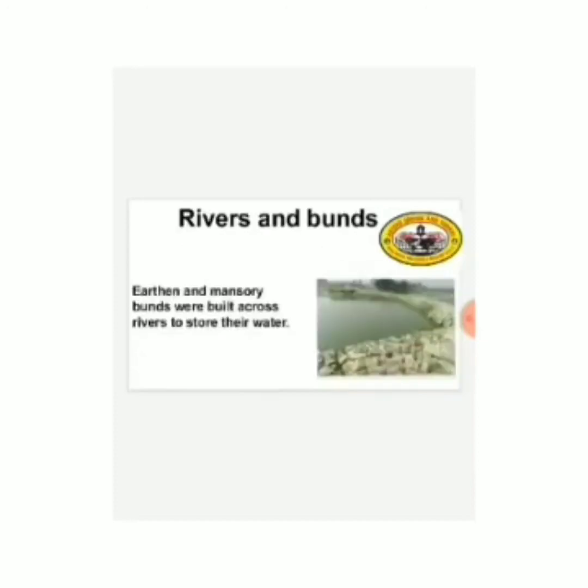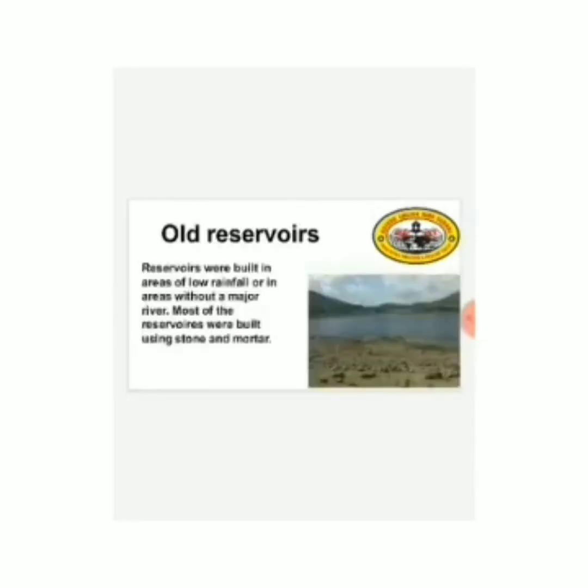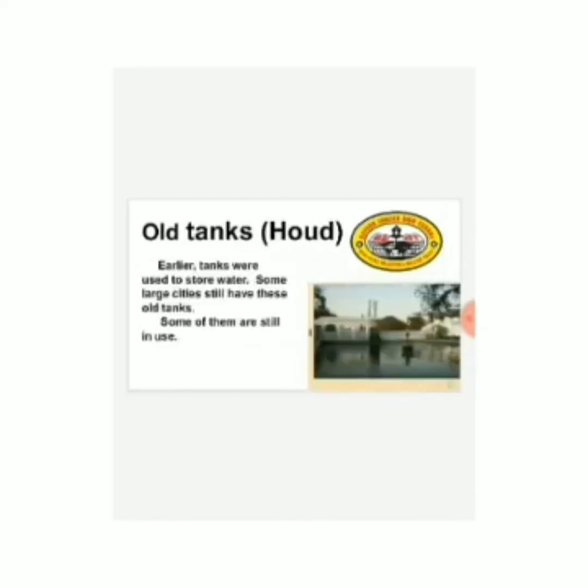Next one is the rivers and bunds. Earthen and masonry bunds were built across rivers to store their water. Next one is old reservoirs. Reservoirs were built in areas of low rainfall or in areas without a major river. Most of the reservoirs were built using stone and mortar. Next one is old tanks.